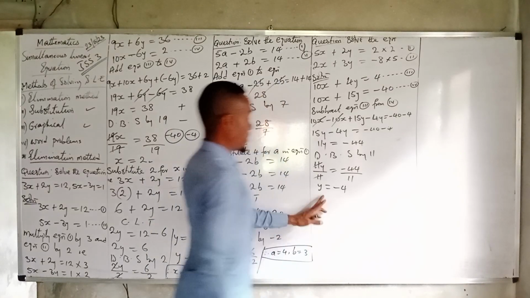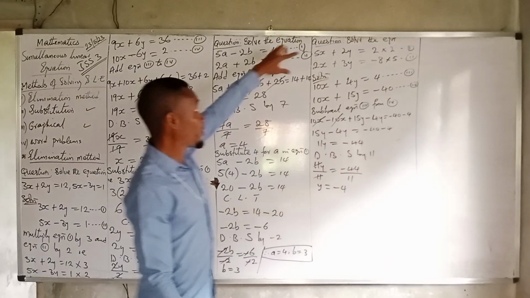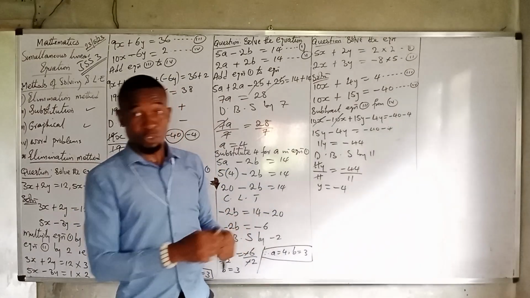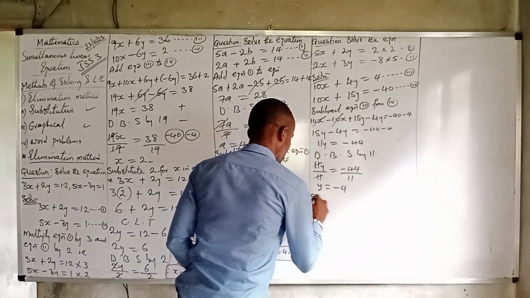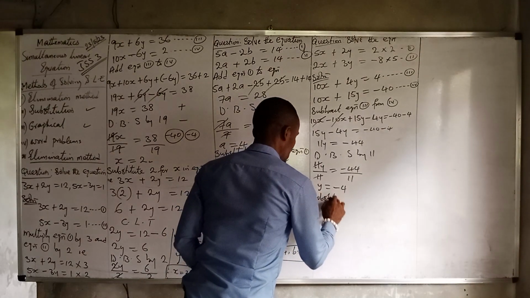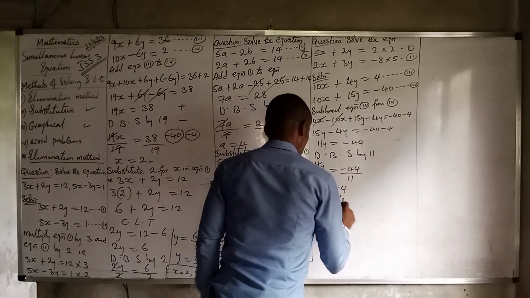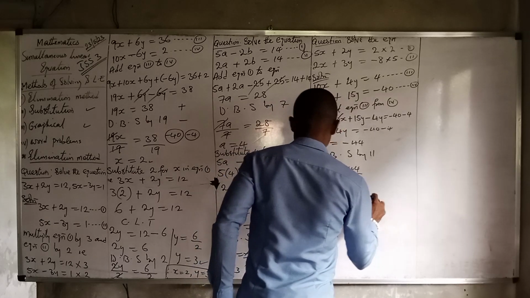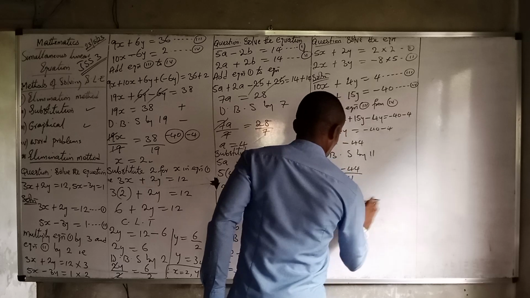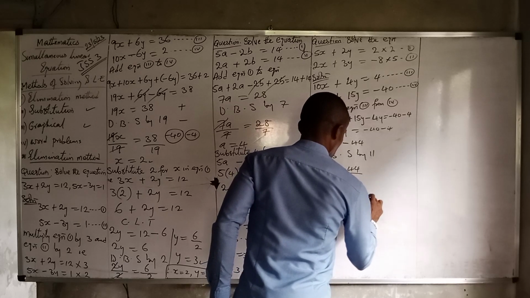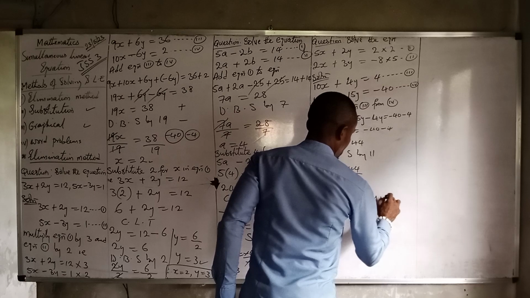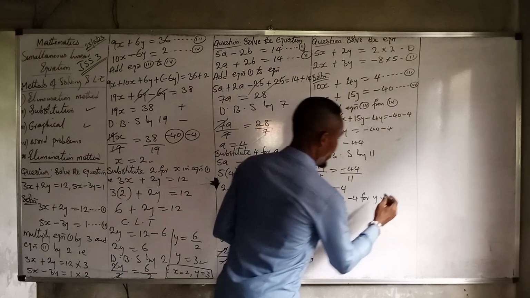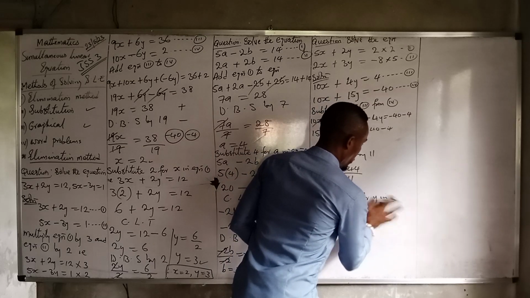Now I've gotten my y. Remember, I eliminated x. So to get my x, what should I do? I have to substitute minus 4 for y in an equation. Now I've been saying equation 1, but let us use equation 2 now. In equation 2.